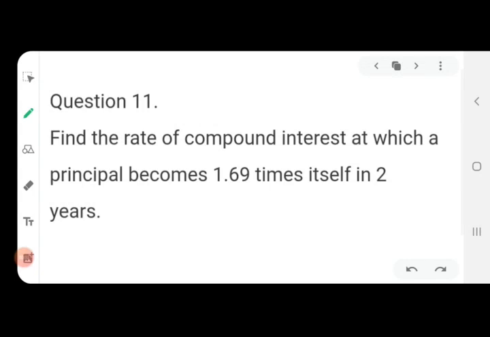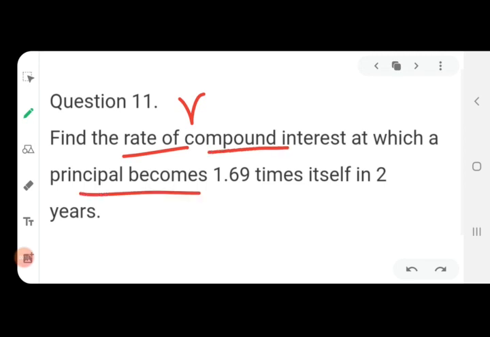Students, good morning everyone. Now we are going to see exercise 1.4 question number 11. Find the rate of compound interest at which a principal becomes 1.69 times itself in 2 years. We need to find here the rate of interest, that is the R value. The interest is calculated on compound interest.